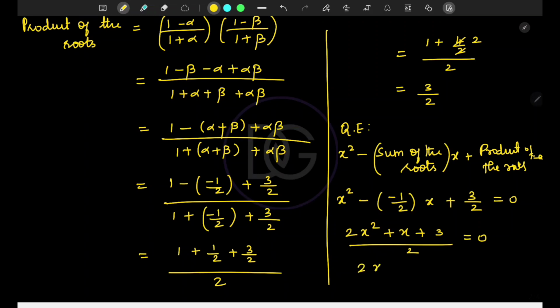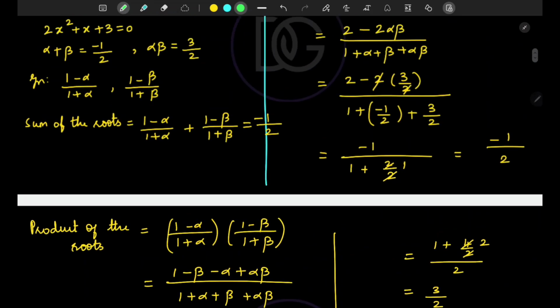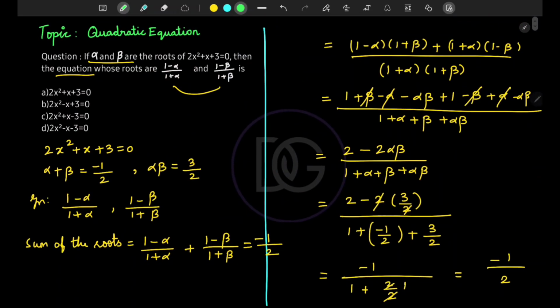While rewriting this, x square plus x plus 3, just transferring this 2 to the opposite side, it will be 2 into 0, which is 0. So finally this is the equation we have got: 2x square plus x plus 3 equal to 0. While checking the options, it is similar to the given equation, that is 2x square plus x plus 3 equal to 0. That is option A, the correct answer. Thank you.